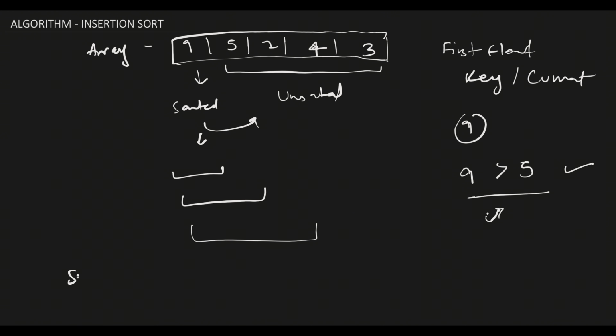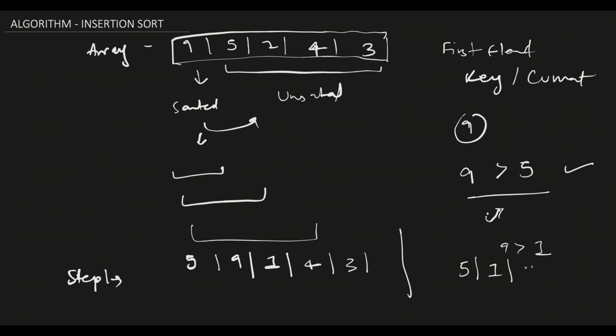In the first iteration, in the first step, I will compare. My 9 is greater than 5, so I do the swapping. Now it comes as this. In step 2, I again compare my 9 with 1. Is 9 greater than 1? Yes, it is. Then I get 5, 1, 9, 4, 3. Then I compare 9 with 4. Yes, it is greater. Then again I compare 9 with 3. Okay, now that is done in the first iteration.